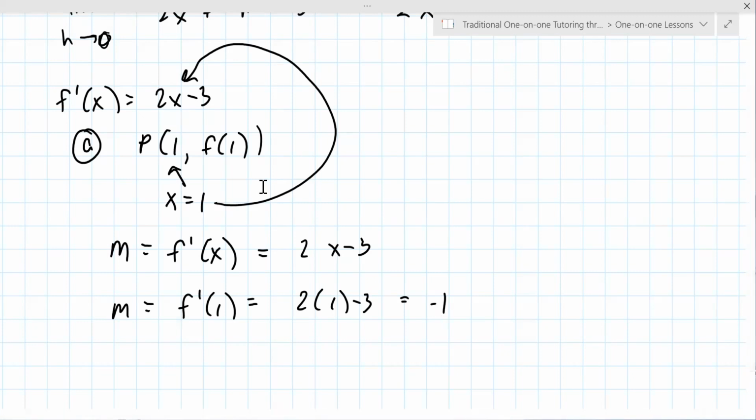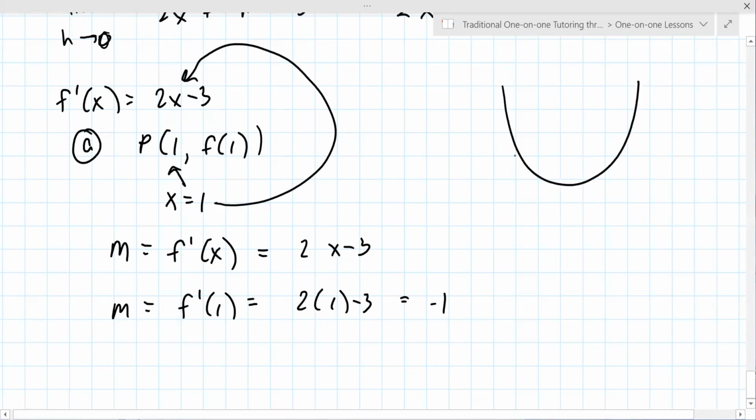That's the slope at that point. So the curve x squared minus 3x looks, well, I'm not even going to draw where it is. It looks something like this. And at that point, it has a slope that looks like that. Minus 1.